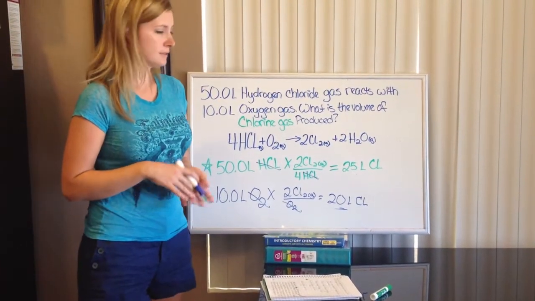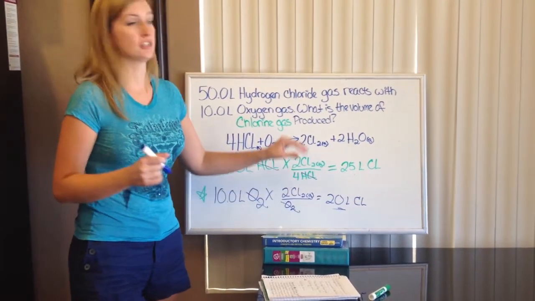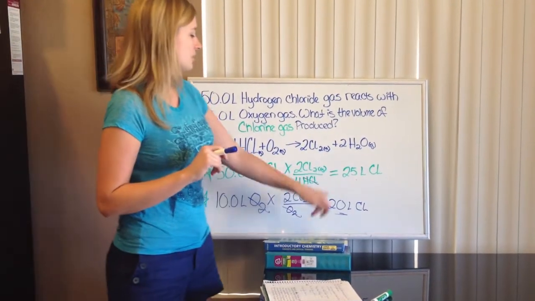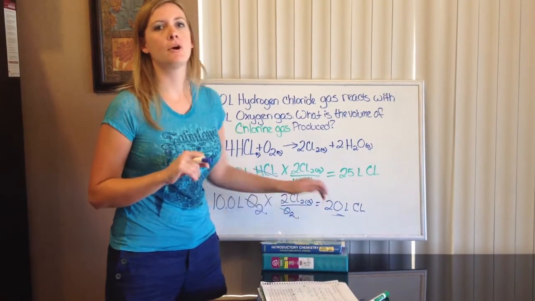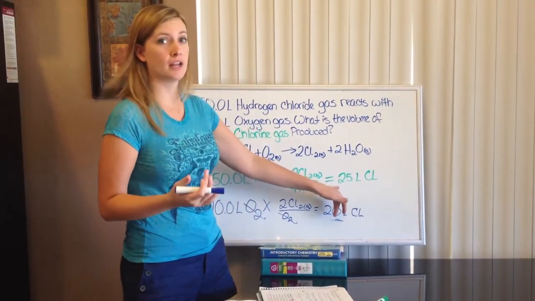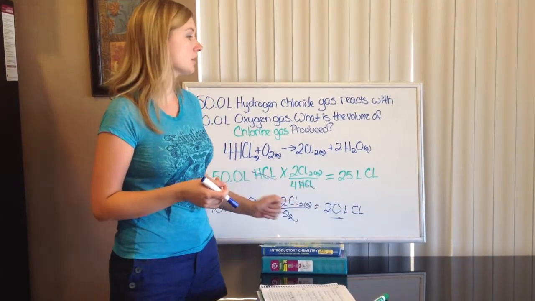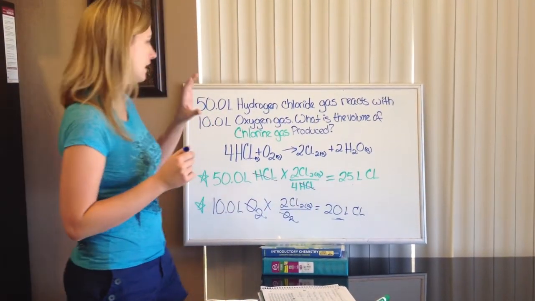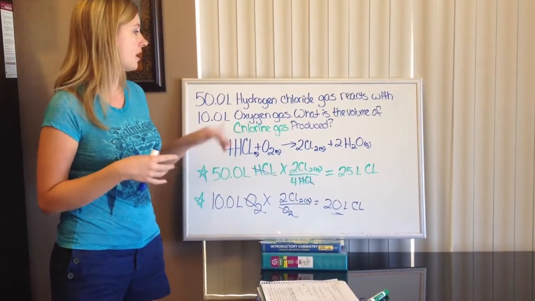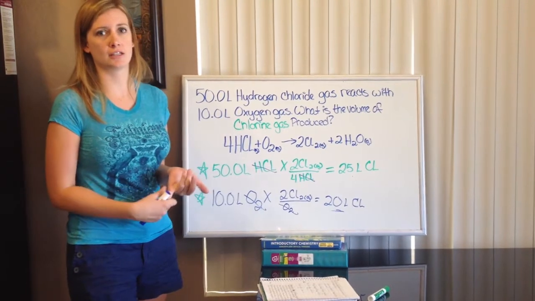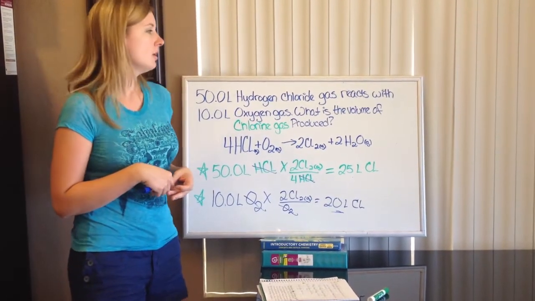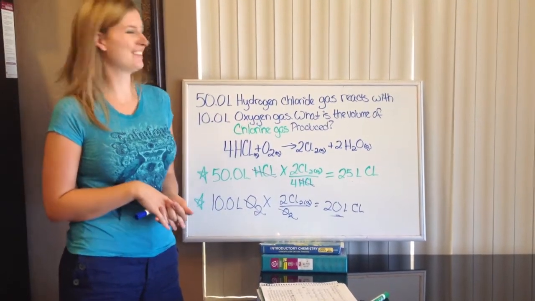What this means is, now that we've figured this out, it's a 1-to-1 ratio because we are doing a volume to volume in gases. That 20 liters of chlorine gas is the most that you can possibly make, and 25 is, you can only take 20 out of there. So we have 5 extra liters of chlorine gas that's been produced by the hydrogen chloride. So in conclusion, the oxygen gas is the limiting reactant, and the hydrogen chloride is the excess amount that you have. And then that's how you solve the problem.